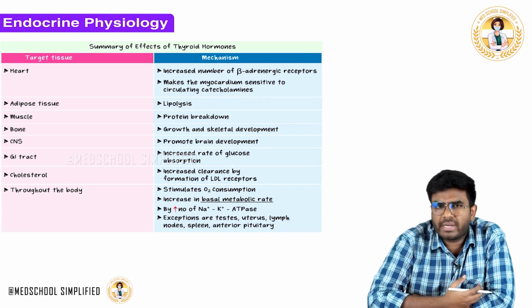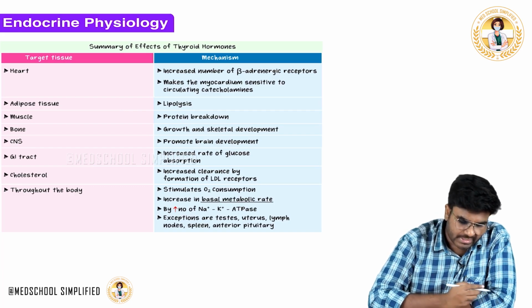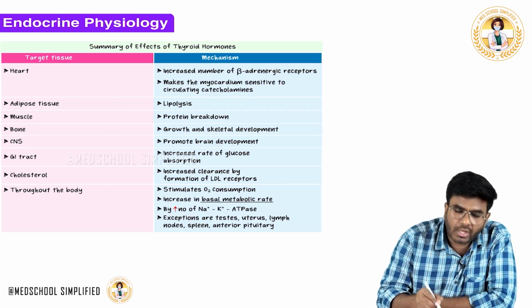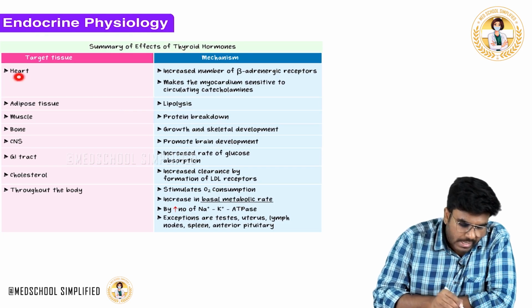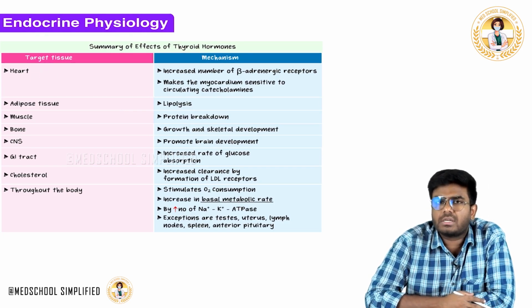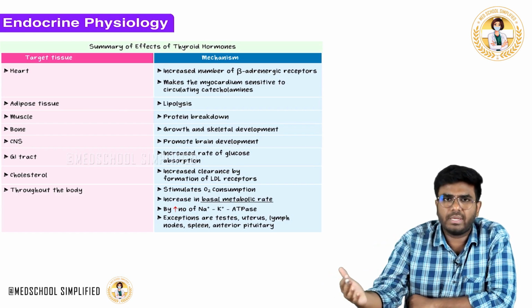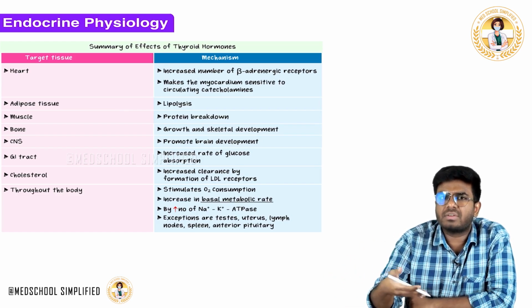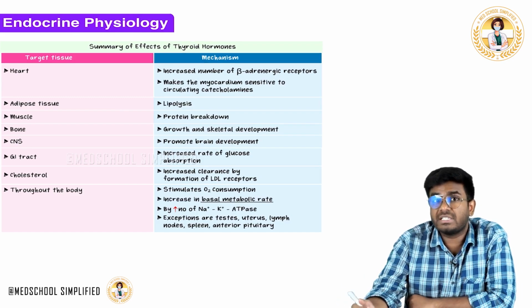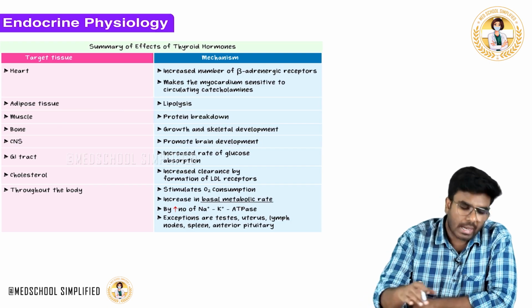These are catabolic hormones, right? So what exactly they are doing to our body, now we will discuss. See the summary of the effects of the thyroid hormones. Now, what are these thyroid hormones doing to our heart? Simple thing. Try to understand, the thyroid hormones are more like sympathetic hormones. Sympathetic hormone increases our heart rate. In the same way, thyroid hormones also increase our heart rate. That is a positive chronotropy, which increases the heart rate.